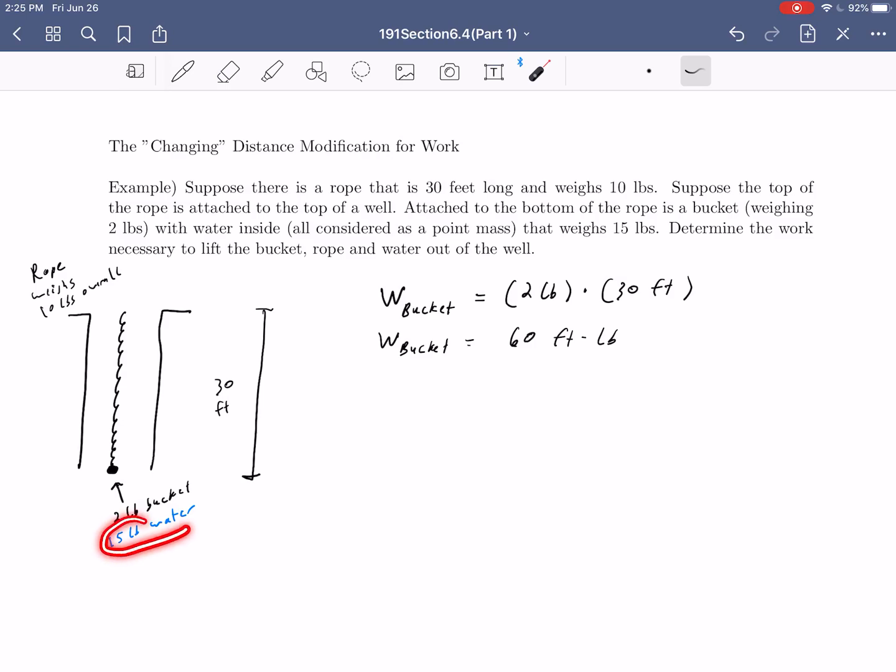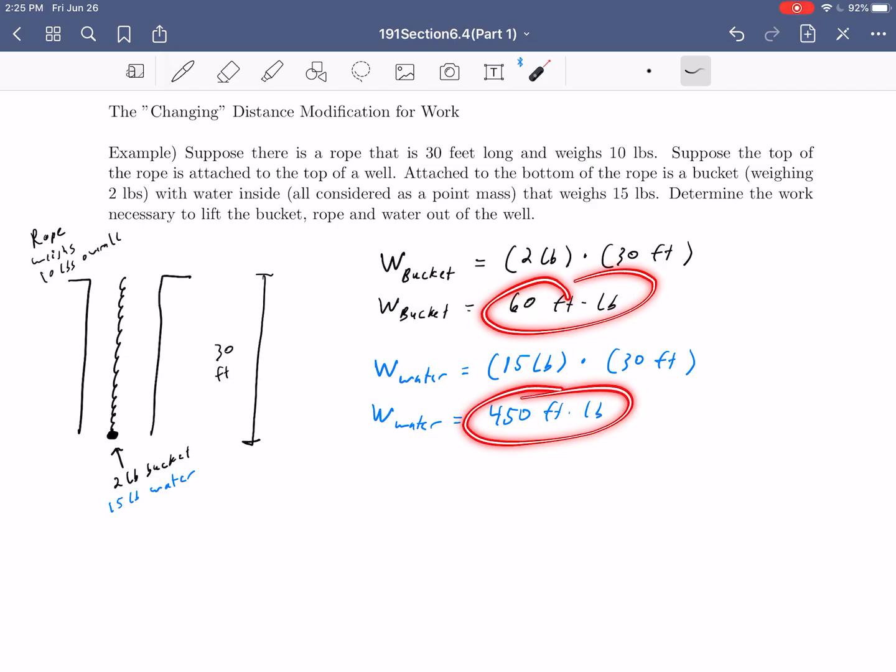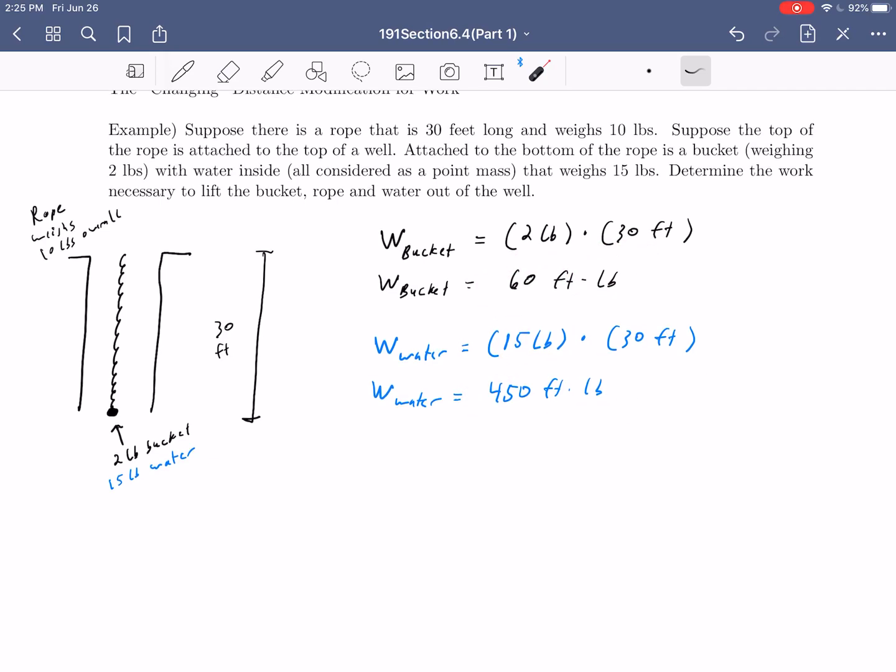And those 15 pounds of water have to travel the entire 30 feet. So we can calculate the work for the water as the 15 pounds times the 30 feet. And we can see that the work for the water is going to be 450 feet-pounds. So if we add those together, we know that we have at least 510 feet-pounds of work to do. Okay, now what about the rope?